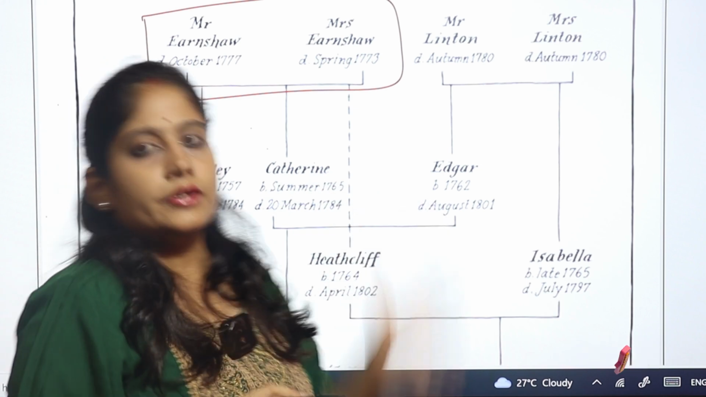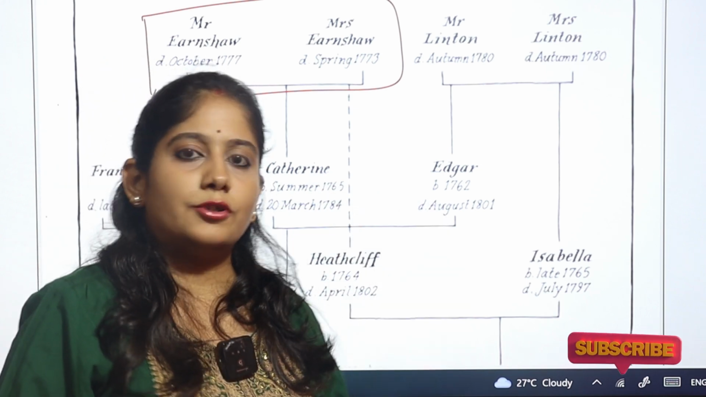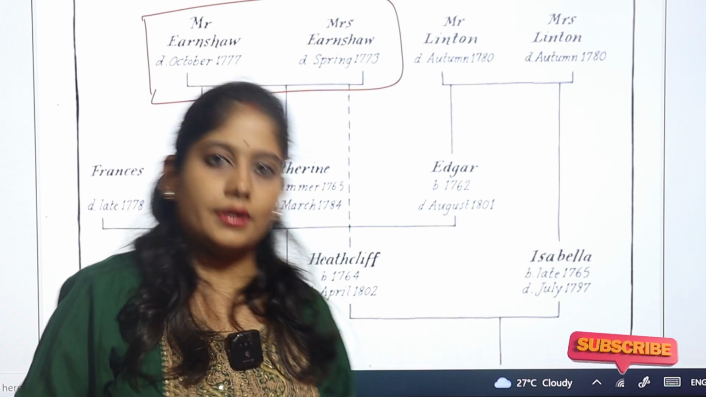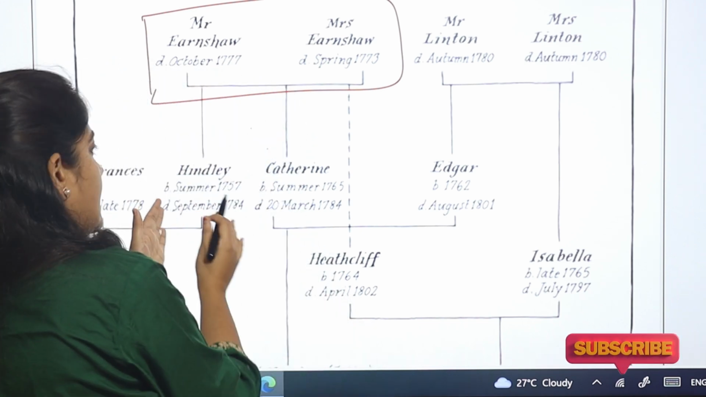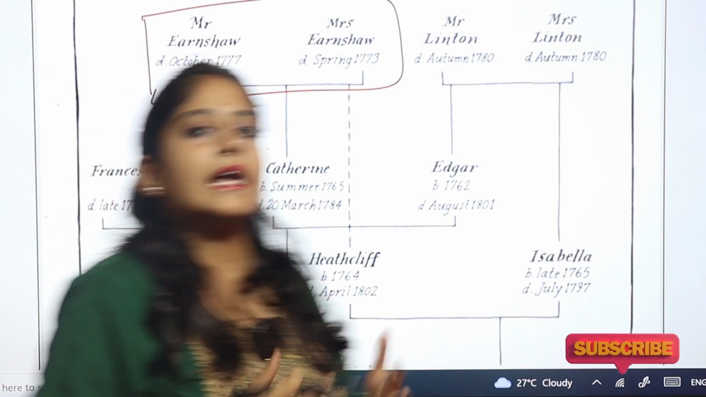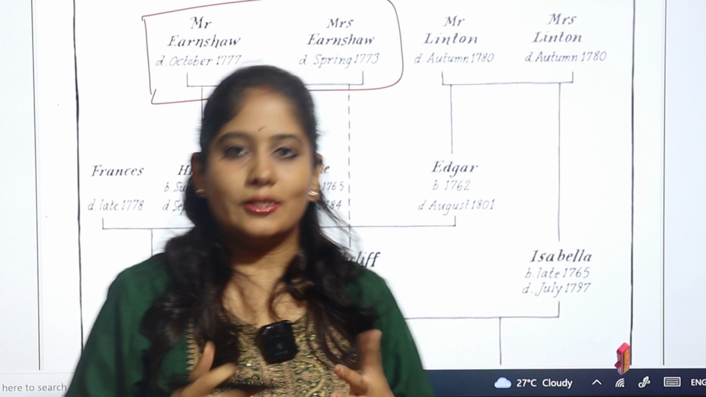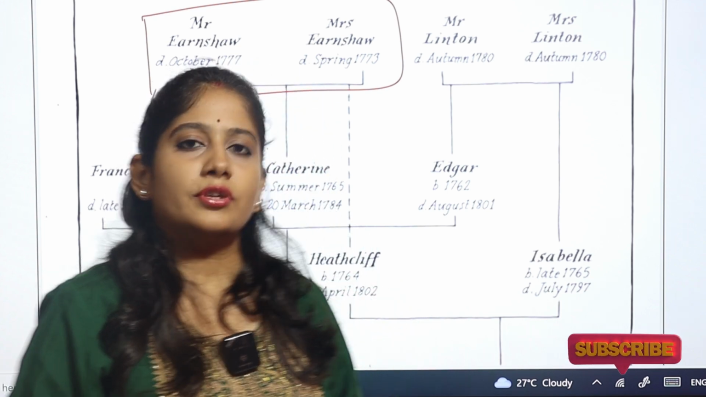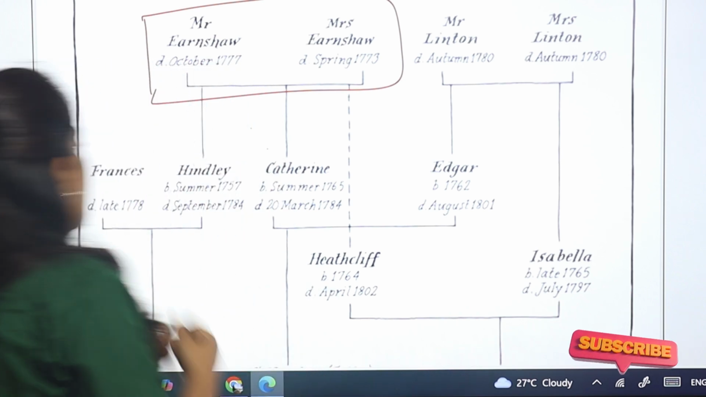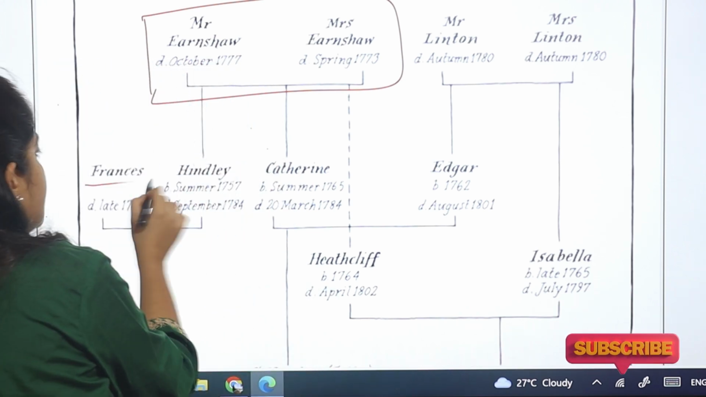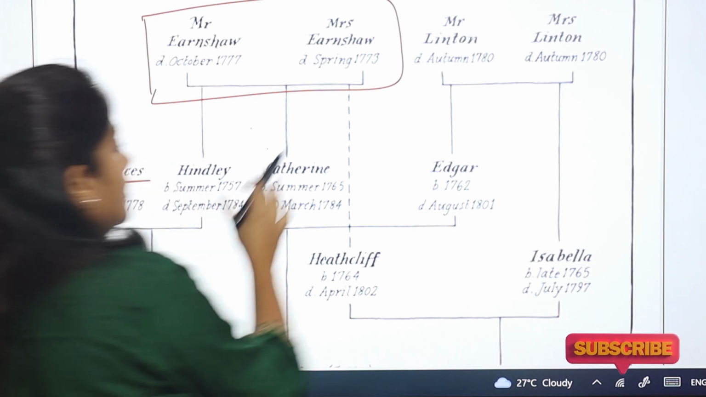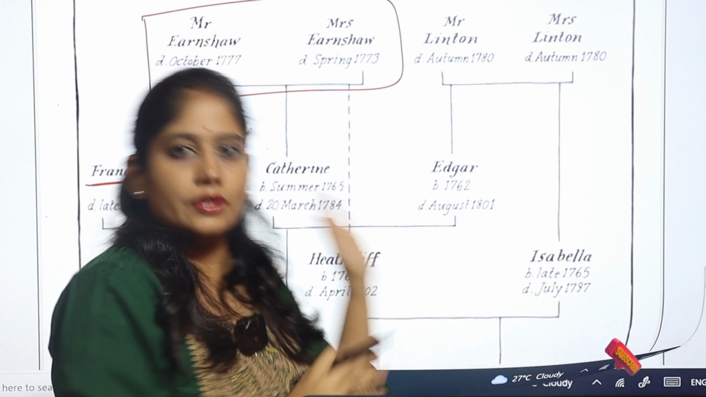Mr. and Mrs. Earnshaw are the owners of the mansion Wuthering Heights. They have two biological children, Hindley Earnshaw and Catherine Earnshaw. Now, Catherine is the heroine and protagonist of the novel, who is beautiful and spirited. We also have Frances, who is Hindley's wife. Now, these are the characters of the first generation.